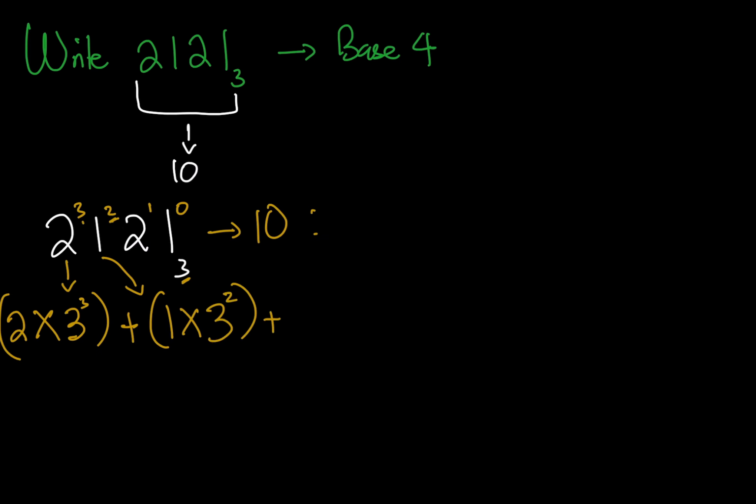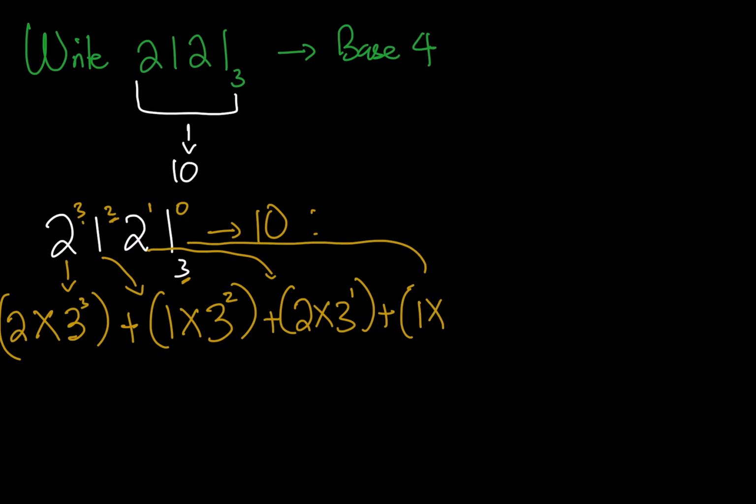The next one is 2, which is 2 multiplied by the base to the power 1. The next one is 1. The last number there is 1 multiplied by this 3 here to the exponent of 0, right? Like this. All right.